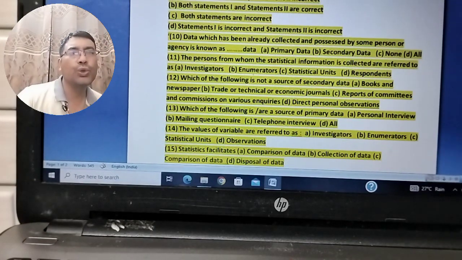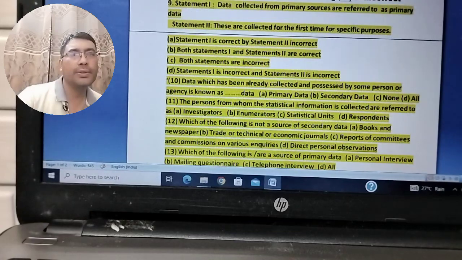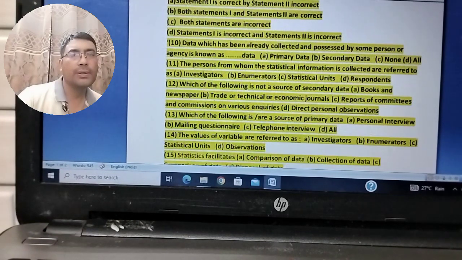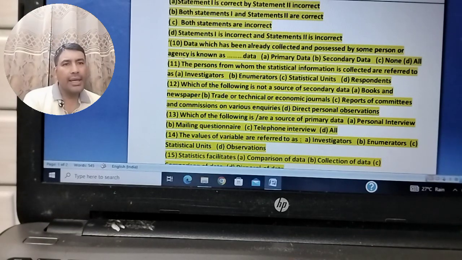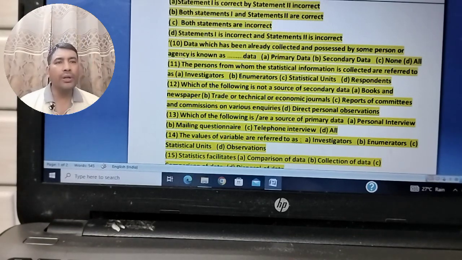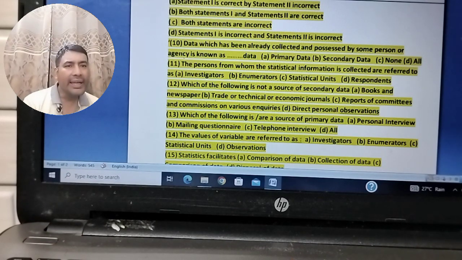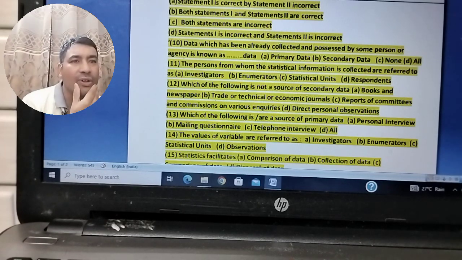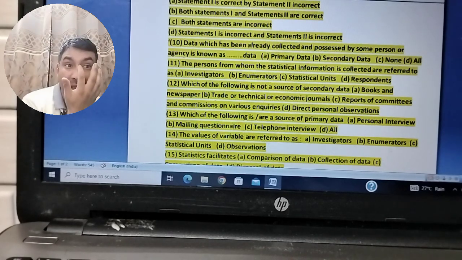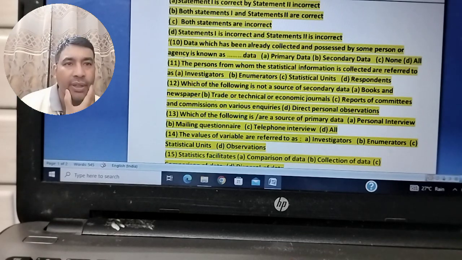Then let's go to question number 10. Data which has been already collected and possessed by some person or agency is known as. It is already used by someone, is known as. Definitely it must be secondary data. Okay, data which has been already collected and possessed by some person or agency is known as dash data. Primary data, secondary data, none, all. It is definitely the secondary data. So the right answer for question number 10 is option B.